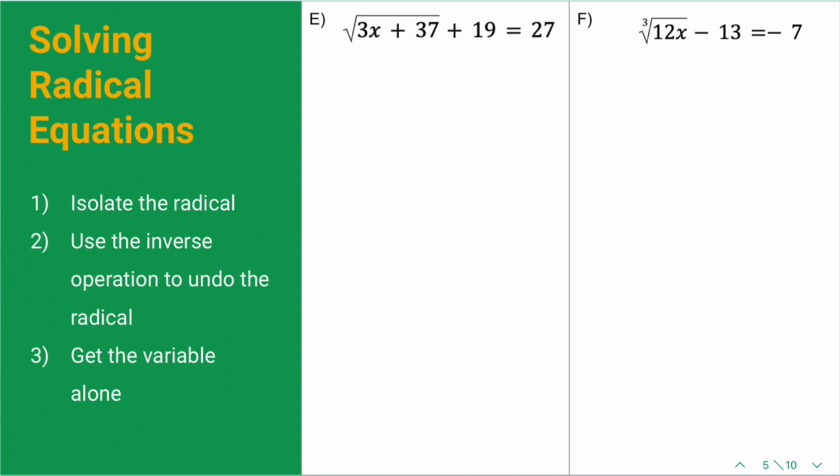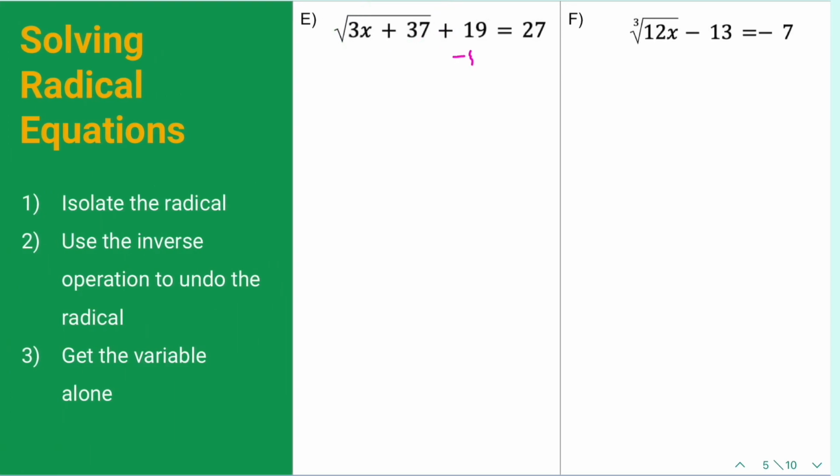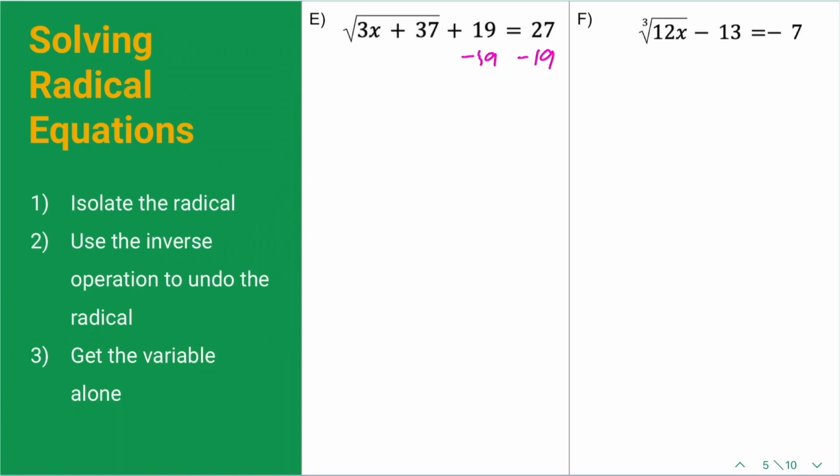So on the first one, I need to get the actual root alone, which is the square root of 3x plus 37. So I'm going to start by subtracting 19 from both sides. So I get the square root of 3x plus 37 equals, and then I have 27 minus 19, which is 8. Then to get the x more isolated, I have to get rid of the square root, and I can do that by squaring both sides. So that will leave me with 3x plus 37 equals 8 squared, 64.